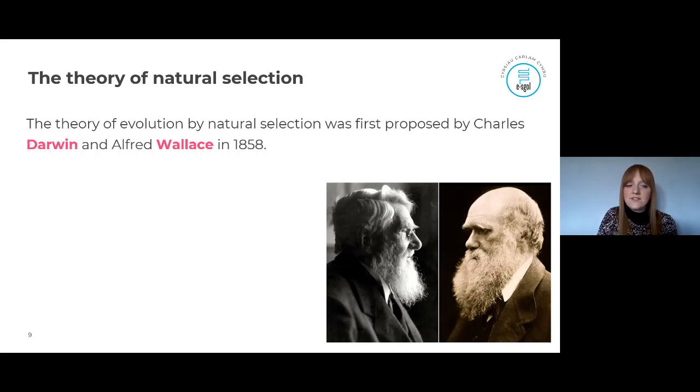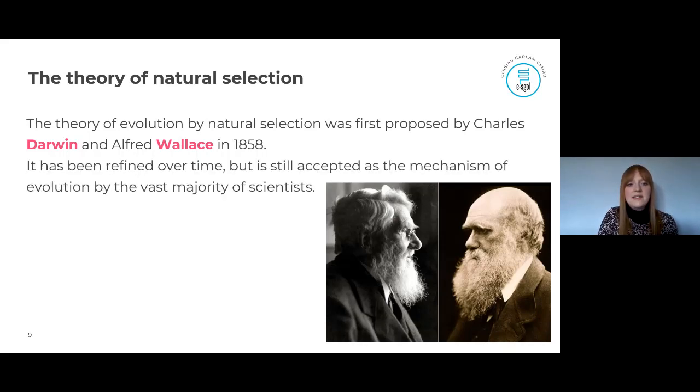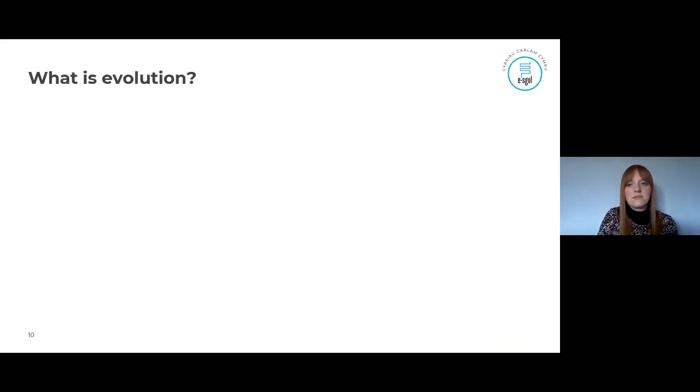And this was back in 1858. And since then, the theory of natural selection has been adapted and refined, but now is accepted as the mechanism of evolution. Okay, and it's accepted by the vast majority of scientists. So what do we understand by evolution? What is it? What is evolution?